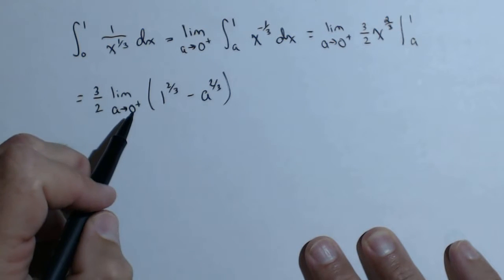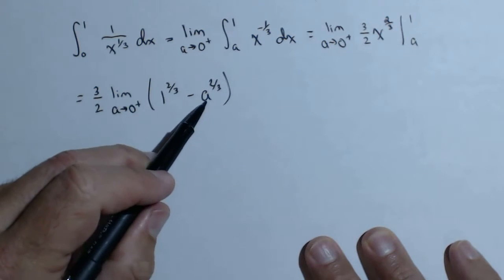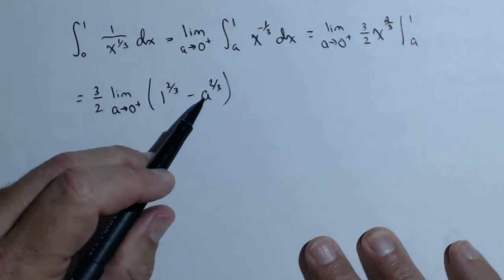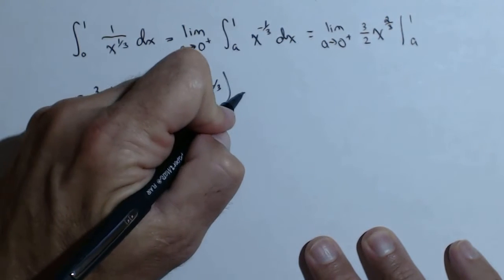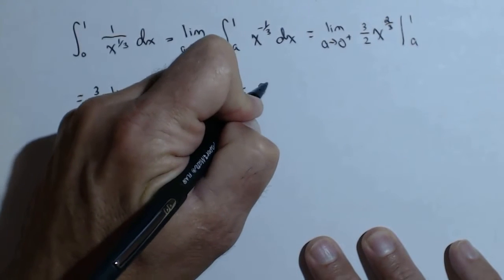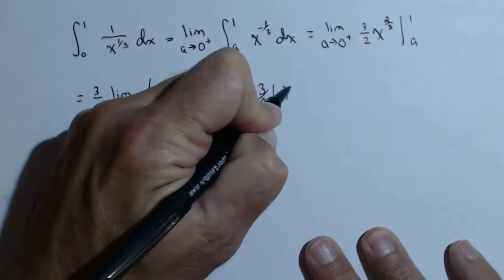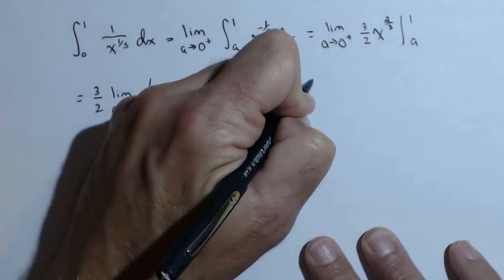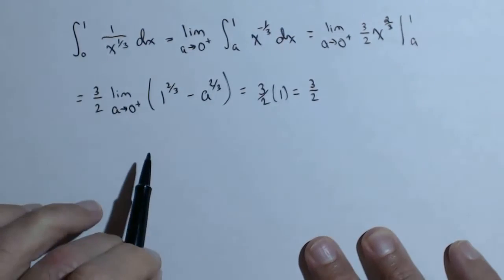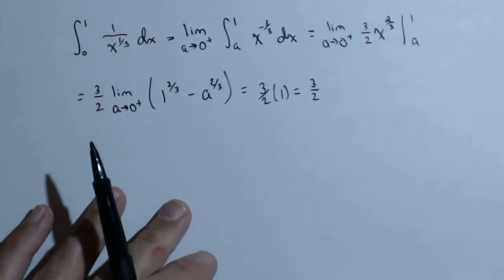This does. Well, I can actually solve for this via substitution because putting in 0 doesn't cause any issues. This is just 0. So we end up with 3/2 times 1 minus 0, or 1, or 3/2. So we have a convergent improper integral, and it converges to 3/2.